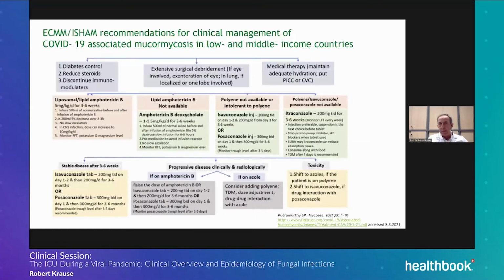There's also a recommendation for COVID-19 associated mucormycosis in lower middle income countries where some of the azoles are not present, or maybe liposomal amphotericin B is not present. There's also the possibility to use amphotericin B deoxycholate, but this is only for, as I mentioned, regions where the newer drugs are not available.